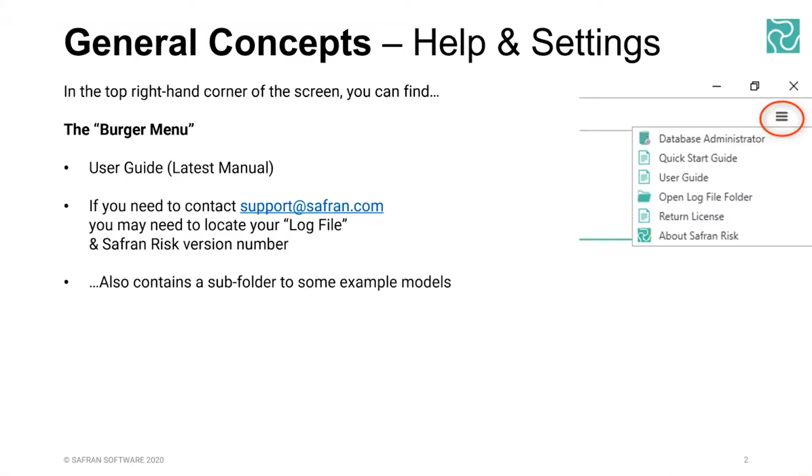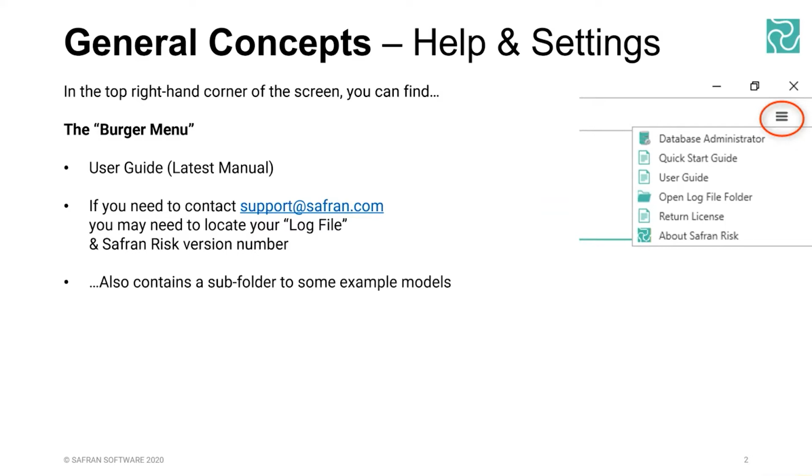So I'm going to start here with some real basics. In the top right corner, once you get the tool open, this red ring that I've shown in the image is what we call the burger menu. And underneath that burger menu, you will be able to find the latest version of the user guide, which is effectively, I think, a 100 or 200 page PDF document. You also find the log file folder. So that's an important thing to highlight to you.